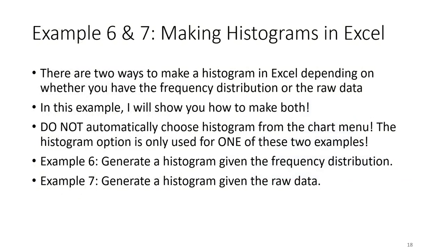There are two ways that you can make a histogram in Excel, depending on whether you have the frequency distribution or whether you're given the raw data. So in just a second, I'm going to pause and pull up Excel. You will have access to this file that I use in the video so that you can practice this. But I'm going to show you how to make both of these histograms depending on whether you're given the frequency distribution or the raw data. Do not automatically choose histogram from the chart menu and think that it's going to be correct. The histogram option is only going to work for one of these two different examples. And so we're going to do both, and then we'll come back and talk about the final example.